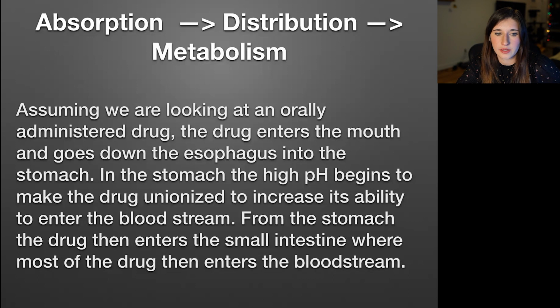So, again, quickly to review, assuming we're looking at an orally administered drug, the drug is going to enter the mouth, go through the esophagus into the stomach. Once it goes to the stomach, those high pH stomach acids begin to make the drug unionized to increase its ability to enter the bloodstream. From the stomach, the drug is going to enter the small intestine, where about 70% of absorption takes place, and it's going to then enter the bloodstream for distribution.